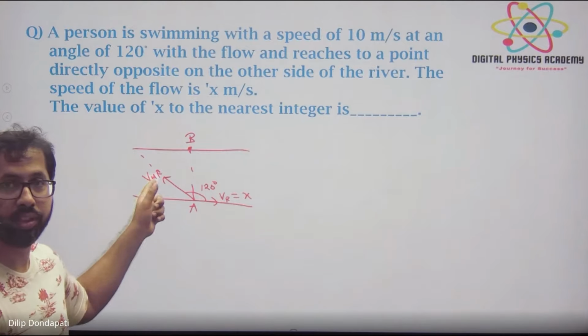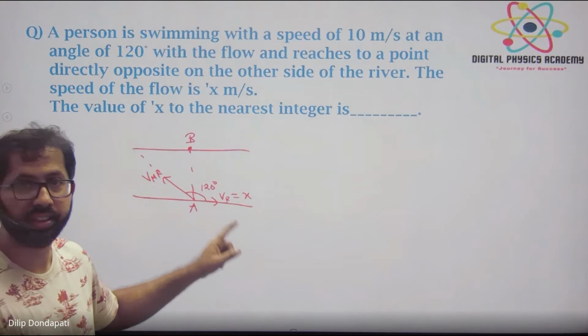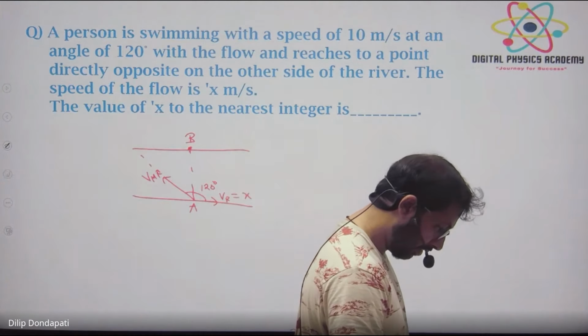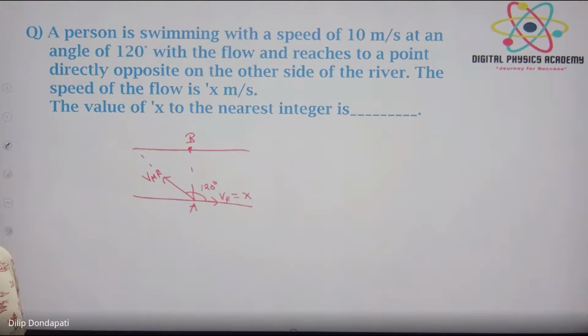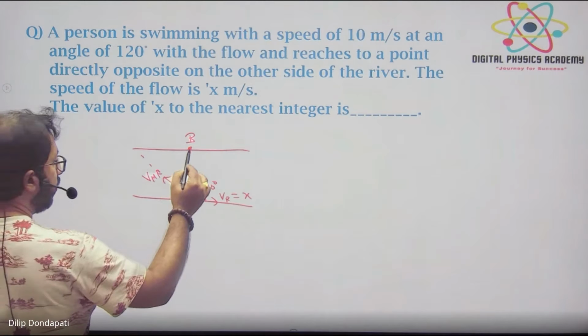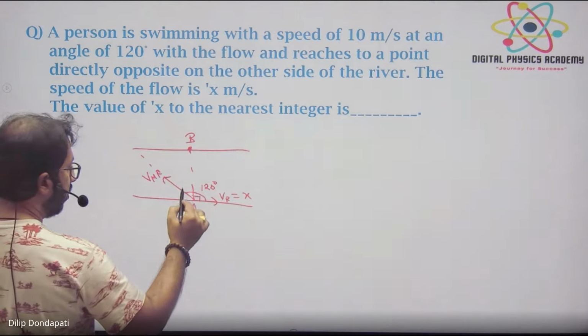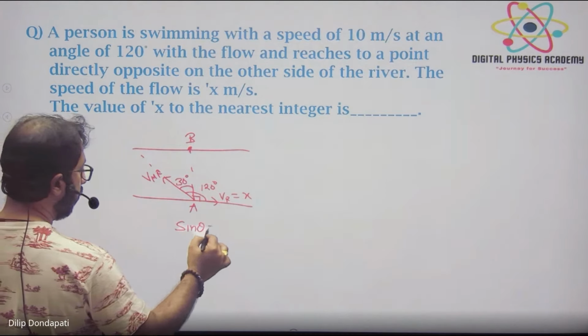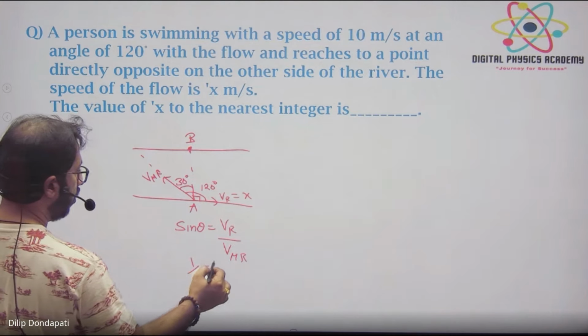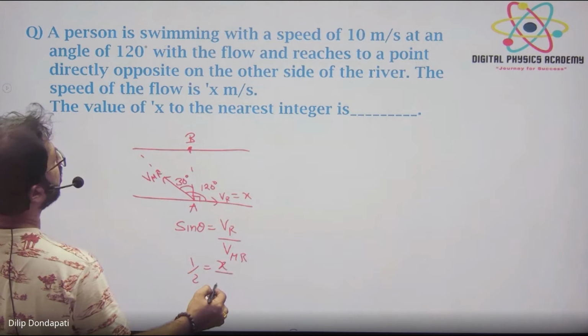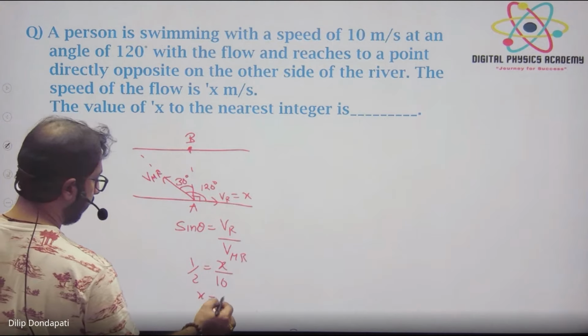Since he's reaching opposite, that is nothing but the shortest distance case. Solve. Sir, 5. Answer आ गया. Very good, 5. Speed of the river. Since the drift is 0, you know already, this angle is 90. This will be sin theta is equal to VR by VMR. So sin 30, 1 by 2, is equal to x by VMR. How much they given? 10. So x equals 5.